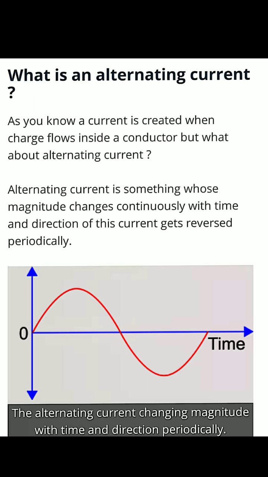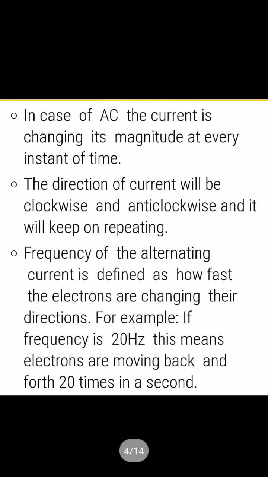In short form we say AC: alternating current, AC; direct current, DC. Whatever I discussed, from 0 to the peak value, that means the maximum value. So in the case of alternating current, it changes its magnitude at every instant of time. The direction of the current will be clockwise and anti-clockwise, and it keeps on repeating.